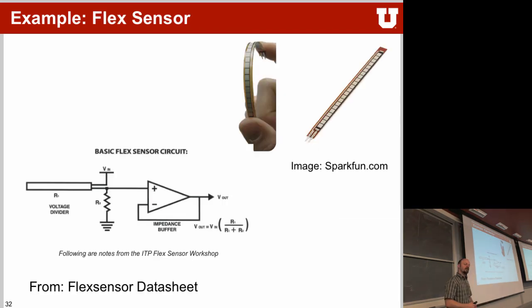Here's another sensor, a flex sensor. This is a sensor that if you bend it, it will change its resistance. And the data sheet, again, gives you instructions on how to use this particular flex sensor. In this case, using it as a resistive divider output with a unity gain buffer at the end.